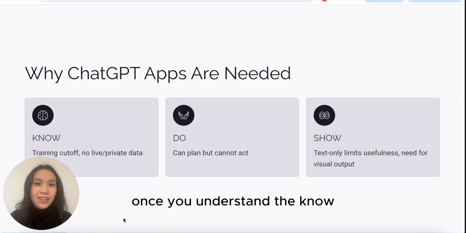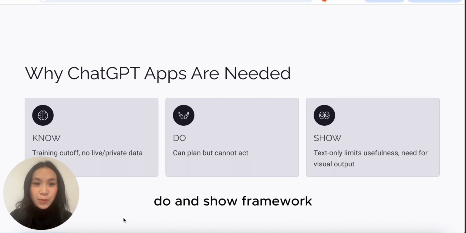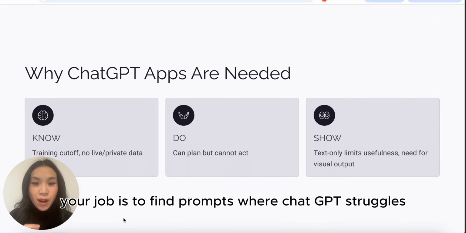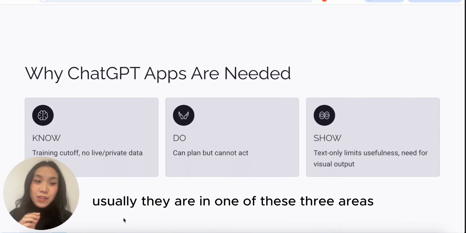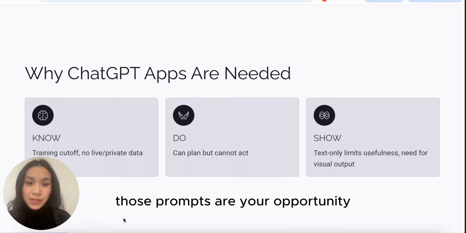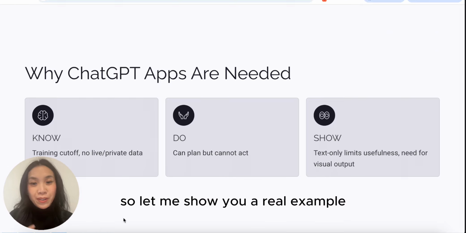Once you understand the know, do, and show framework, the strategy is very simple. Your job is to find prompts where ChatGPT struggles. Usually they're in one of these three areas. Those prompts are your opportunity. So let me show you a real example.